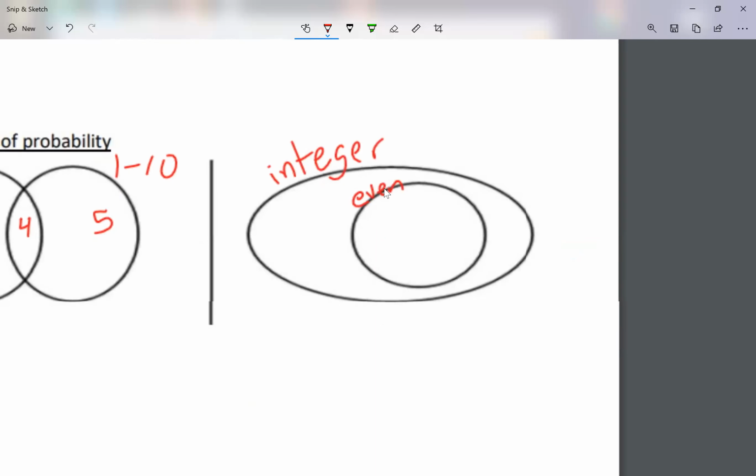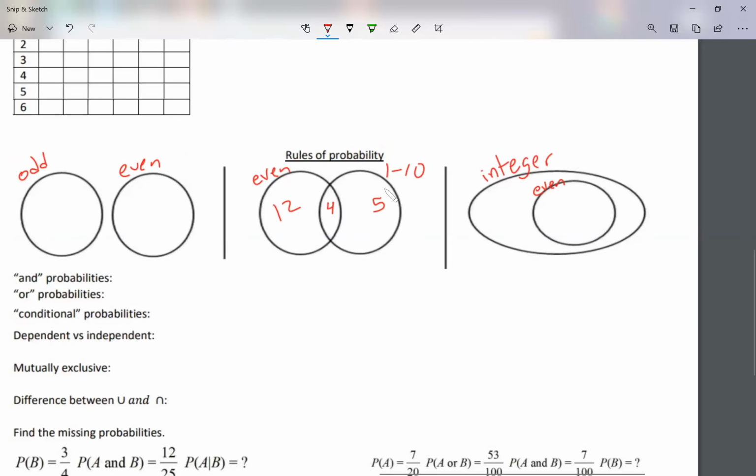Whoa, integers, what is that? Basically, that's all the whole numbers, positives and negatives. So all the evens are integers, right? So notice how the whole circle of even is inside integers, because I said integers are all the whole numbers. I'm not including decimals, just all the whole numbers with positives or negatives. Okay, so this is what my Venn diagram will mean.